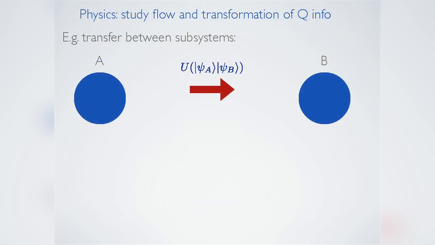Now, one important aspect of physics is studying the flow and transformation of quantum information. For example, you can think about transfer of quantum information between subsystems.